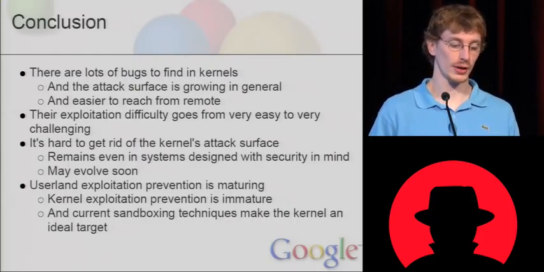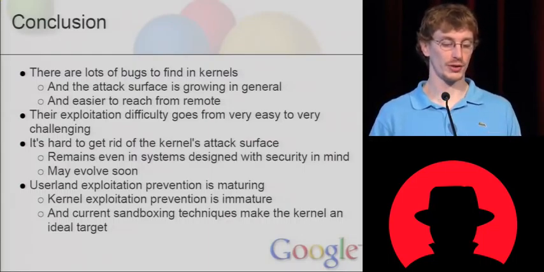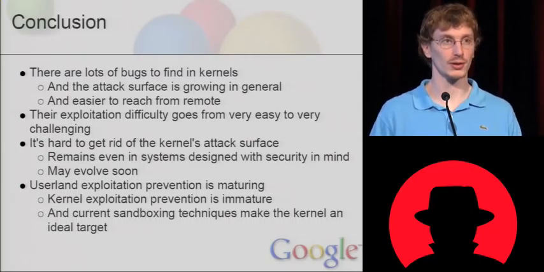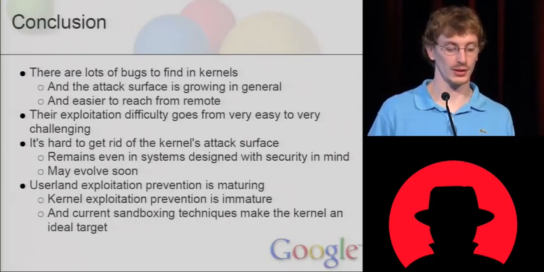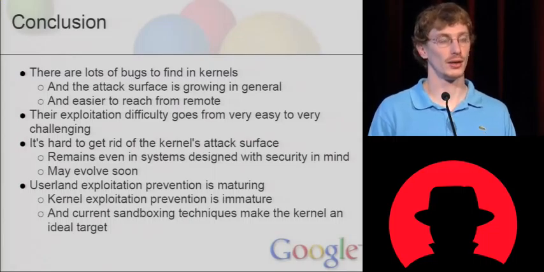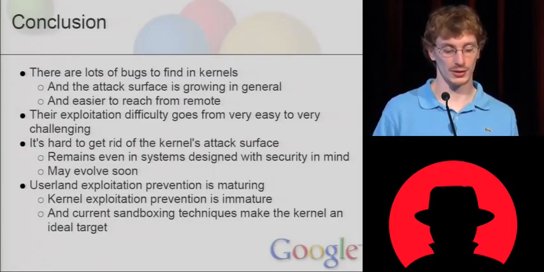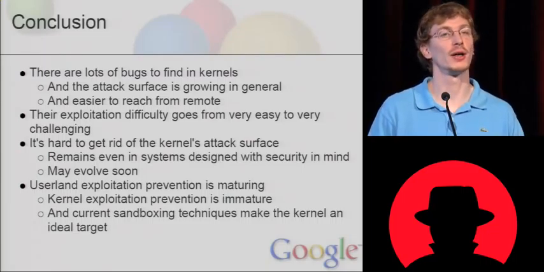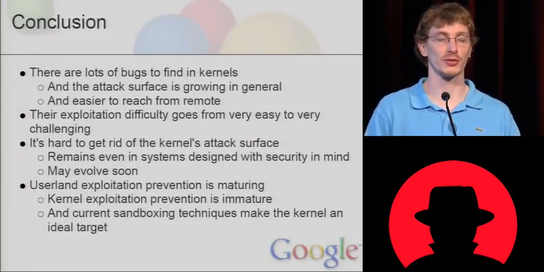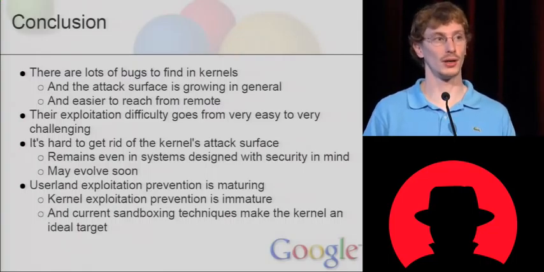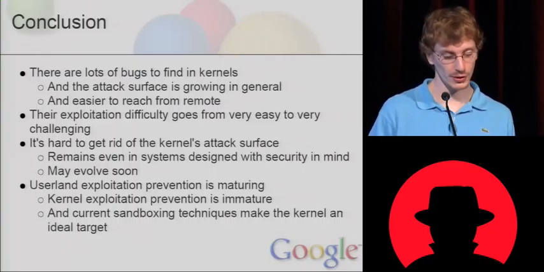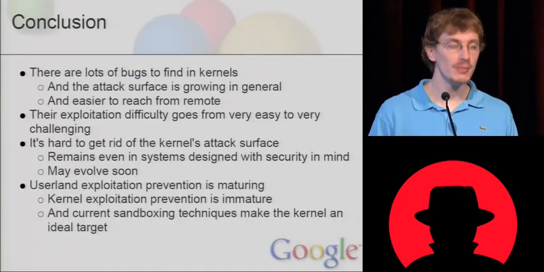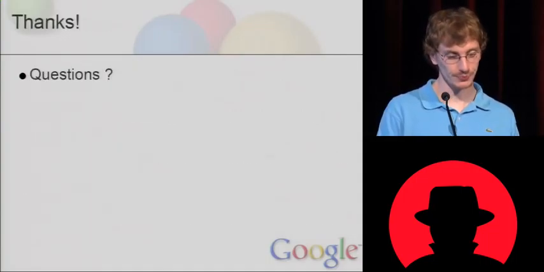Also, you can really say that userland exploitation prevention is kind of mature, but in terms of kernel exploitation prevention, it's really at its beginning. And all the current sandboxing techniques you see in Google Chrome, now in Microsoft Office, soon in other products, really make the kernel an ideal target.